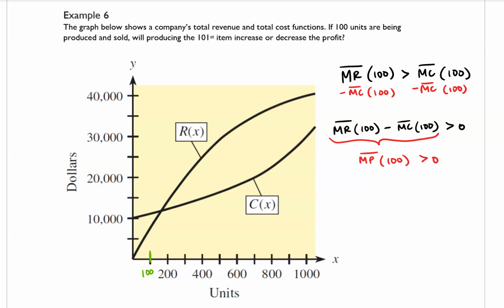But something to take into consideration is still the cost here. If I move just a scooch over to 101, notice that the cost is still higher than the revenue. So you're still going to be losing profits, but it'll be a smaller gap if you make that 101st unit. So you still want to make that 101st unit. So finally, our answer, we want to say producing the 101st unit would increase profits.